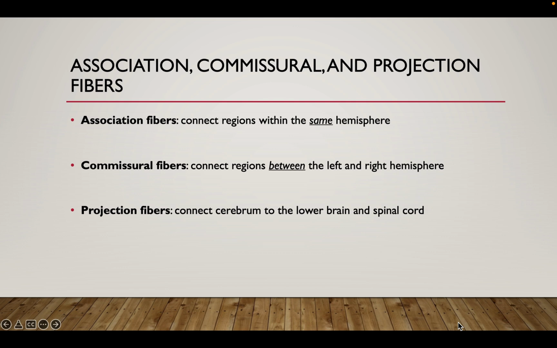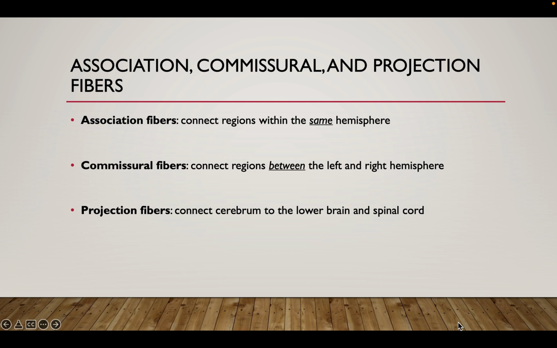You have commissural fibers, or a commissure, that connect different regions of the different hemispheres, so left and right being connected together. The largest group of commissural fibers is known as the corpus callosum. In a mid-sagittal view of a brain, it is this large C-shaped region of white matter just above our diencephalon region.